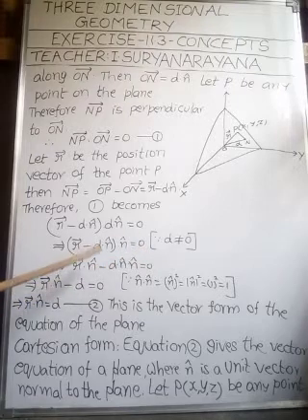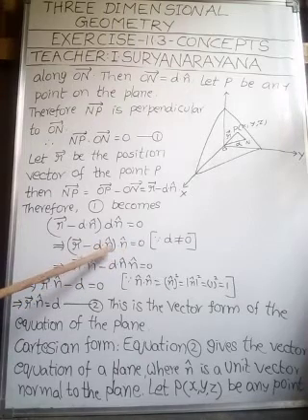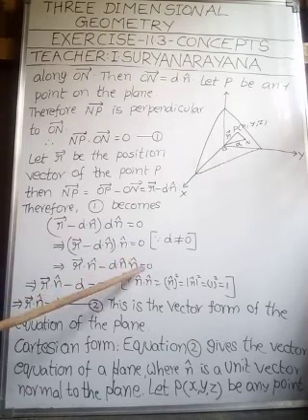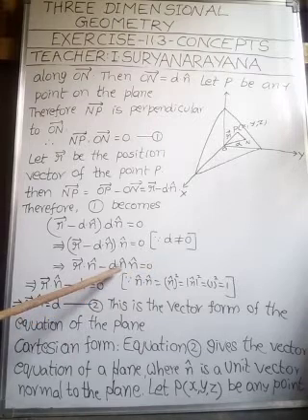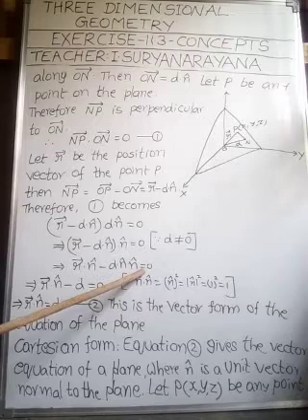Right. This implies, here we are using the distributive property. R bar dot N cap minus D into N cap dot N cap is equal to 0. By using the distributive property, we got this step. Understood this step, my children?